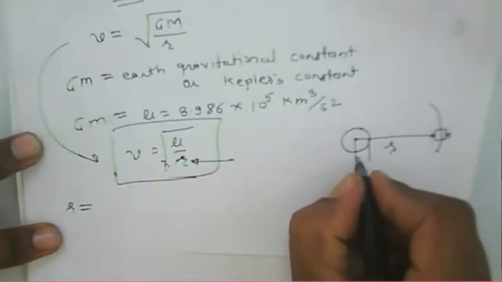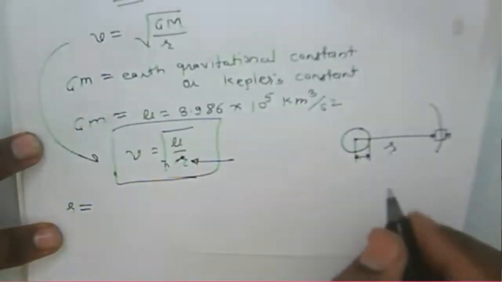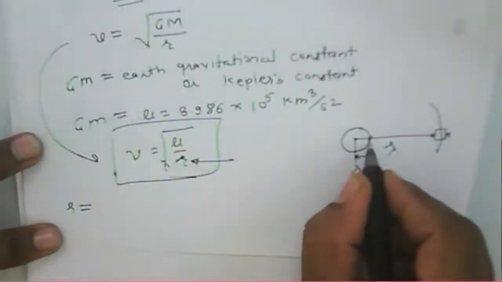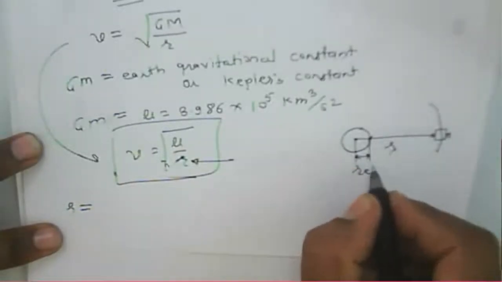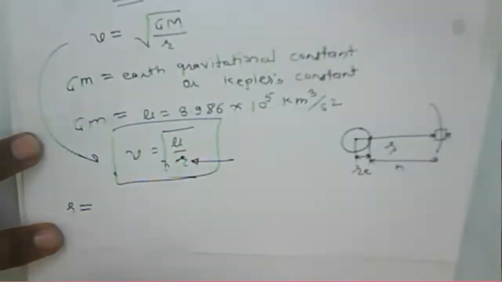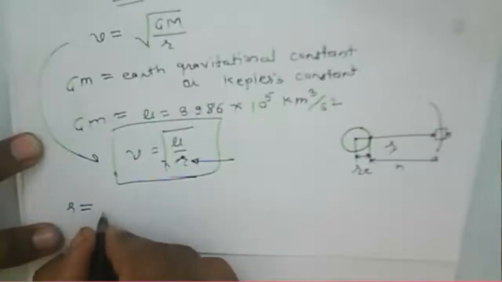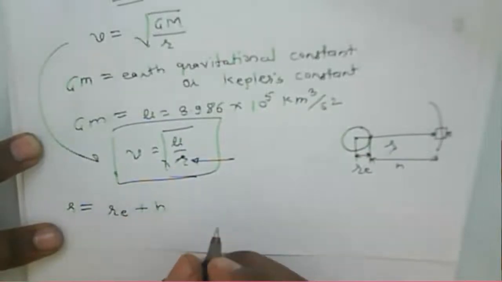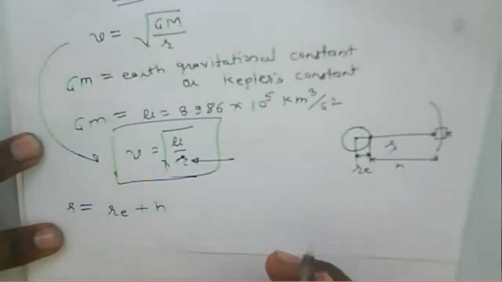Okay, this is nothing but r. Now we should know the radius of the earth, and what is the position of the satellite from this particular surface. This is the altitude or height of the satellite from the surface of the earth. So this r is nothing but the radius of the earth plus the altitude.